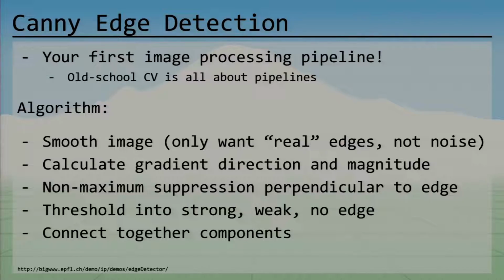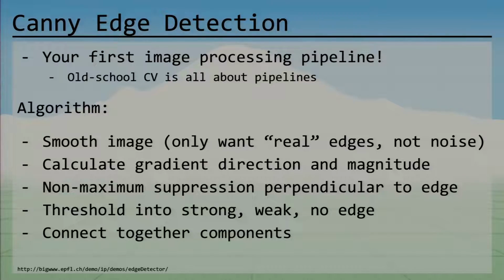And people in computer vision love image pipelines. So it's important to start getting familiar with these image processing pipelines and seeing what their whole deal is. In particular, we're going to be doing a couple operations that you should be pretty familiar with. We're going to smooth the image, and we're going to calculate the gradient. And we're going to calculate gradient direction and magnitude.